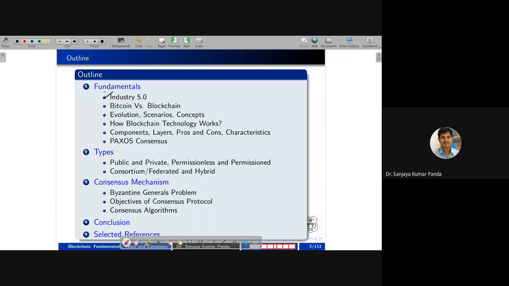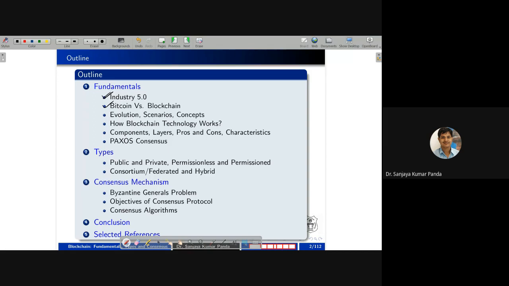Then we'll see two important terms: what is the difference between Bitcoin and blockchain, whether they are the same or different. With respect to different characteristics, we'll see how they are related to each other, and what is the basic difference between Bitcoin and blockchain.